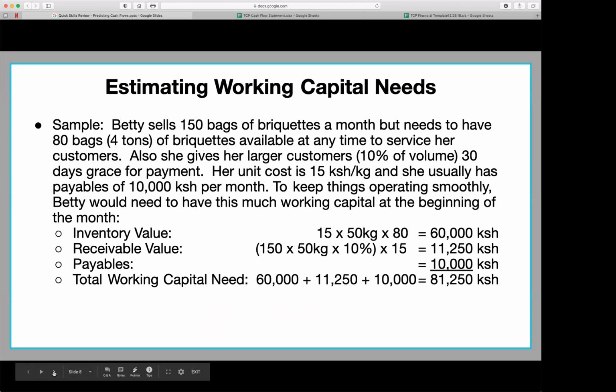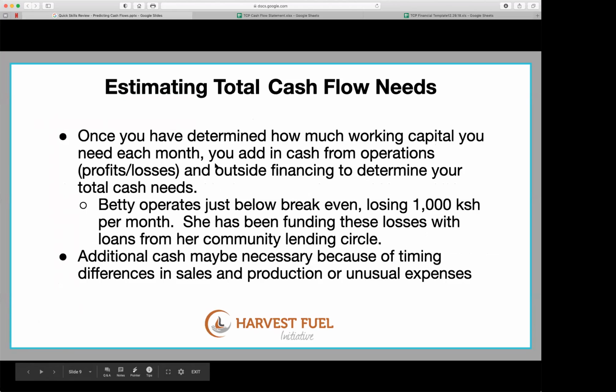Okay, so we did her working capital, but then you still have to add in the other determinants of cash flow, which is whether or not she has cash from operations and any outside financing. So to continue with our example, Betty operates just below break even. So she's losing 1,000 shillings a month. So she's close, but she's not quite there. And she's been funding her losses with loans from a community lending circle.